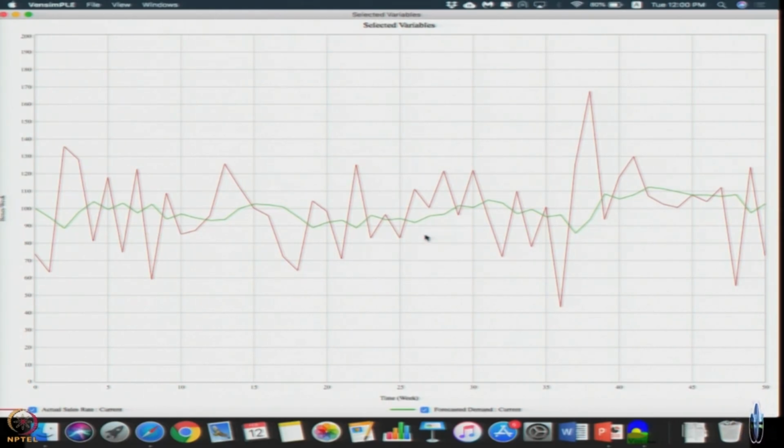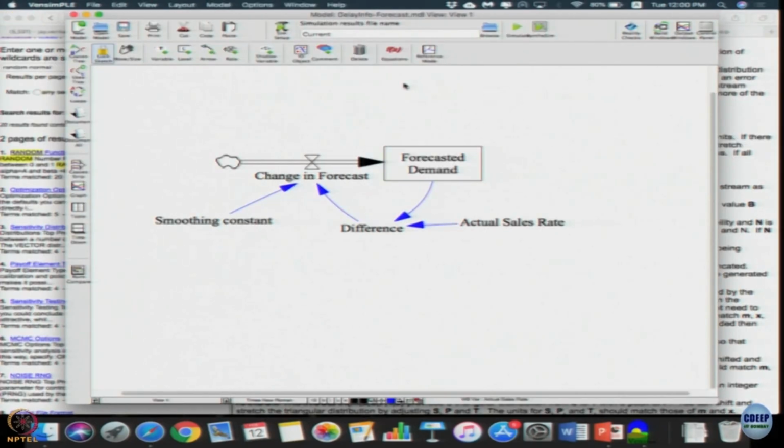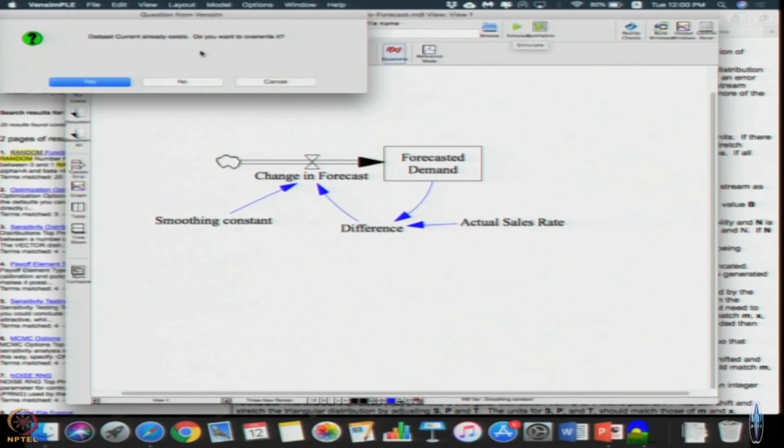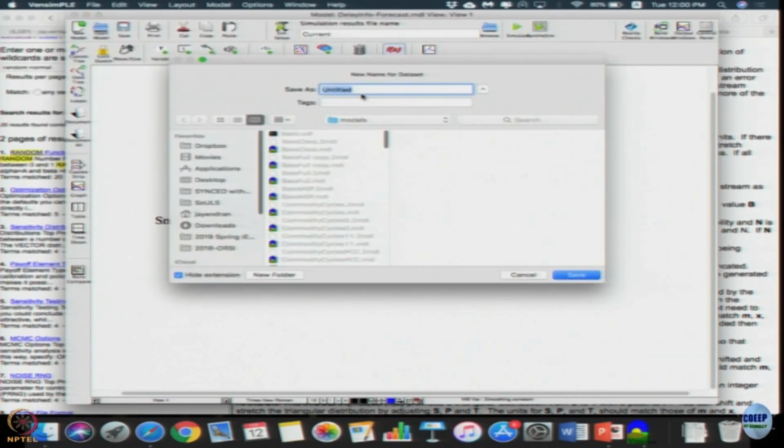If we change the alpha value to something larger, let us see that. Let us see what happens when we change the smoothing constant to something larger. Instead of 0.2, let us consider 0.8. Okay. Simulate over right now, current 0.8.